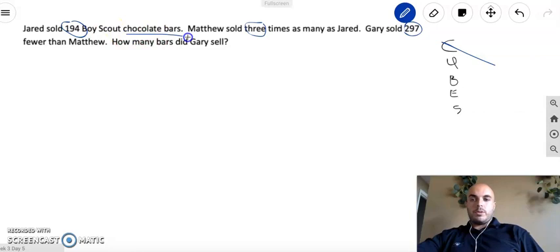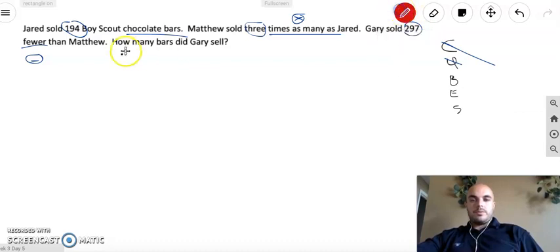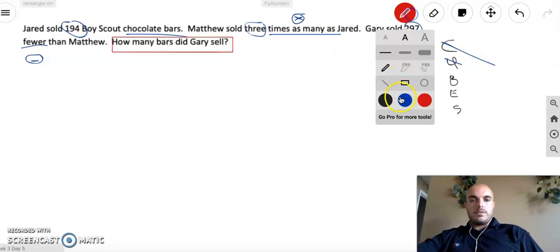So what are we dealing with? We're dealing with chocolate bars. Matthew sold 3 times as many, so I'm multiplying, and Gary sold 297 fewer. So fewer means subtraction. Next, I need to box what we're being asked to do, like so.